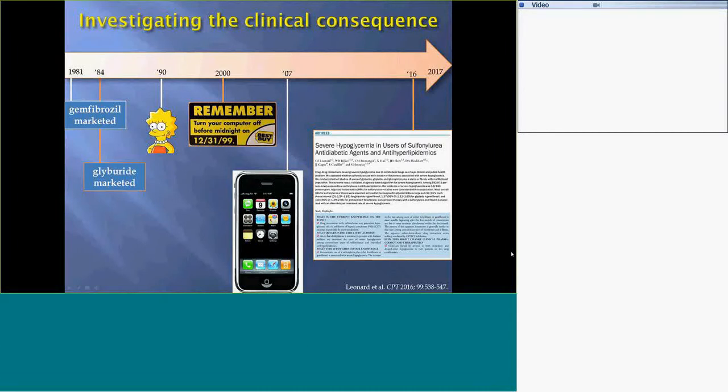Now, investigating the clinical consequence doesn't always occur as rapidly as we would hope. So gemfibrozil was marketed in the early 80s, glyburide soon thereafter in the mid-80s. And it really took until our work in 2016, where we elucidated the clinical importance of this interaction between sulfonylurea drugs and antihyperlipidemics, including gemfibrozil, until we had some critical information on whether this was a meaningful interaction. And you can see in between, lots of things happened, including everyone thinking their computers were going to be fried, to the introduction of the iPhone.